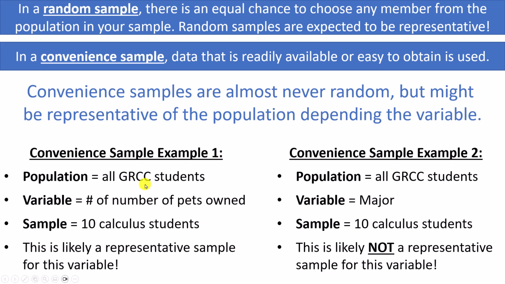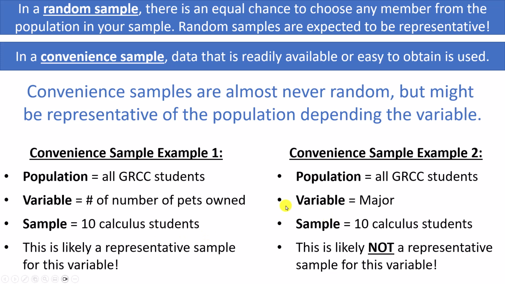So here you can see in two different cases, the exact same population, the exact same sample, but depending on the variable, we may or may not have a representative sample, right? If we have a variable like number of pets owned, well, it probably doesn't matter if they're a calc student or not, right?